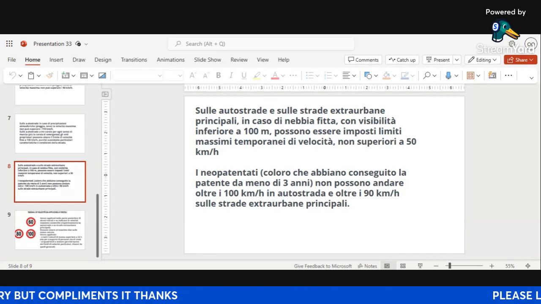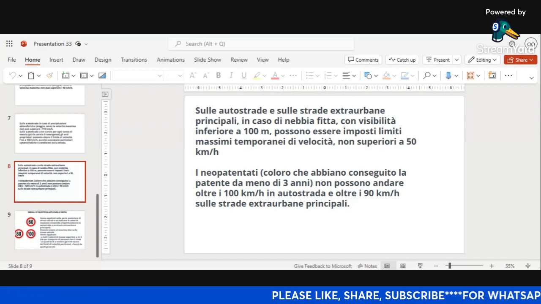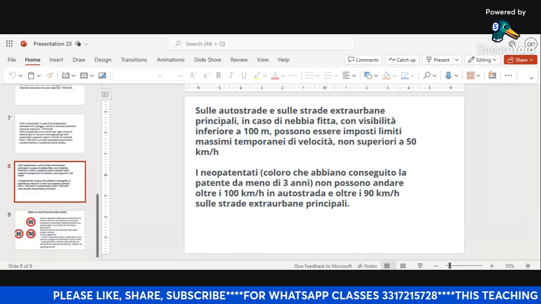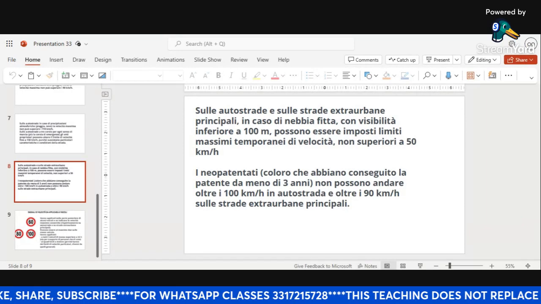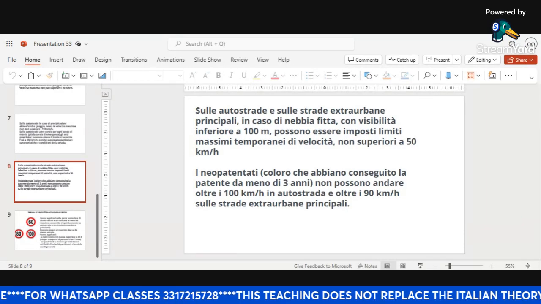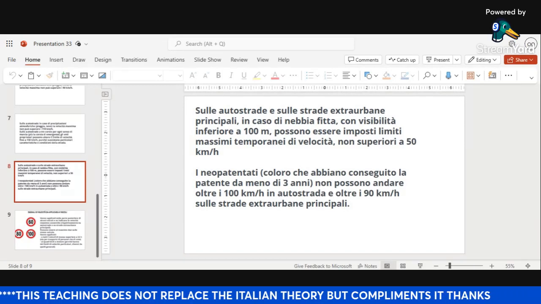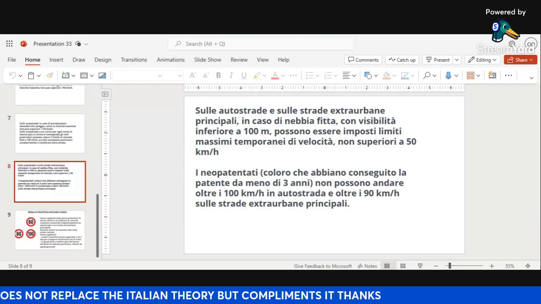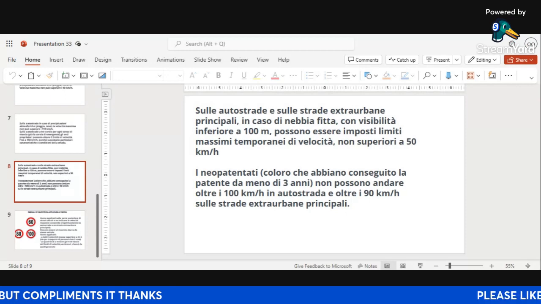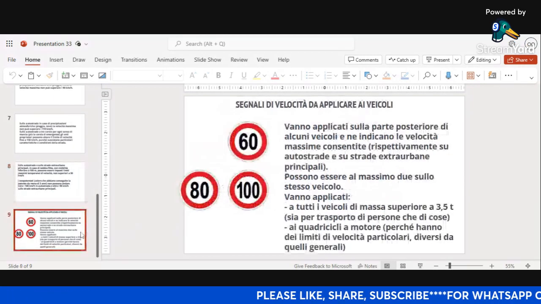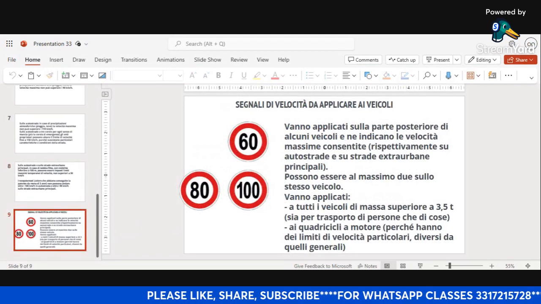Okay, I've explained. When you see yourself on a suburban secondaria, it is 90 for new patentati, people who just collected the license. If you see yourself in the city, the same 50 will be the normal one. But what changes is suburban principale and autostrada. Meaning, on suburban principale, instead of 110 in general, you're going 90. For autostrade, instead of 130 in general, you're going 100. E basta.